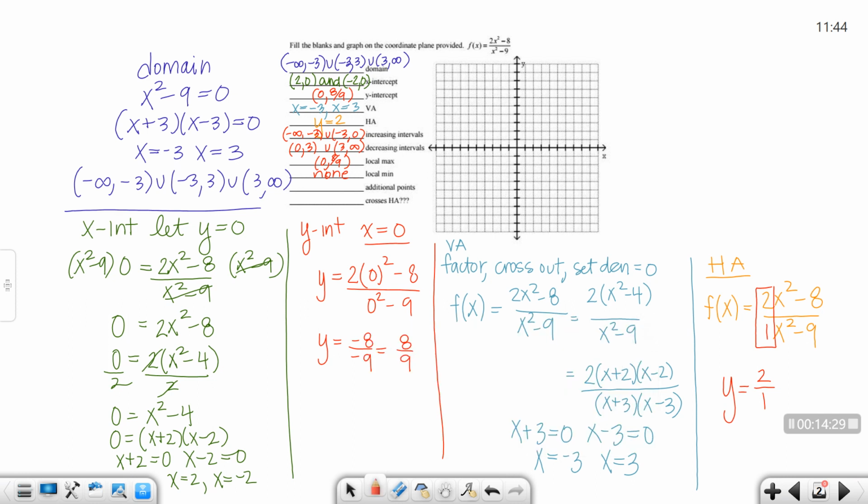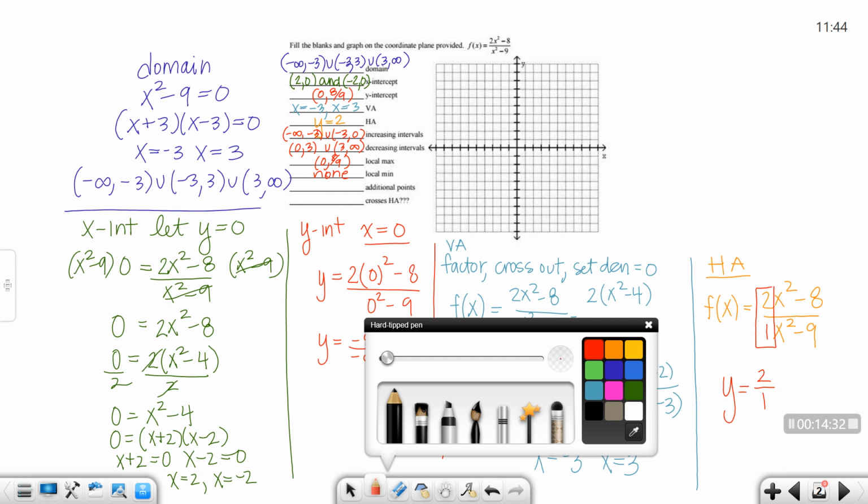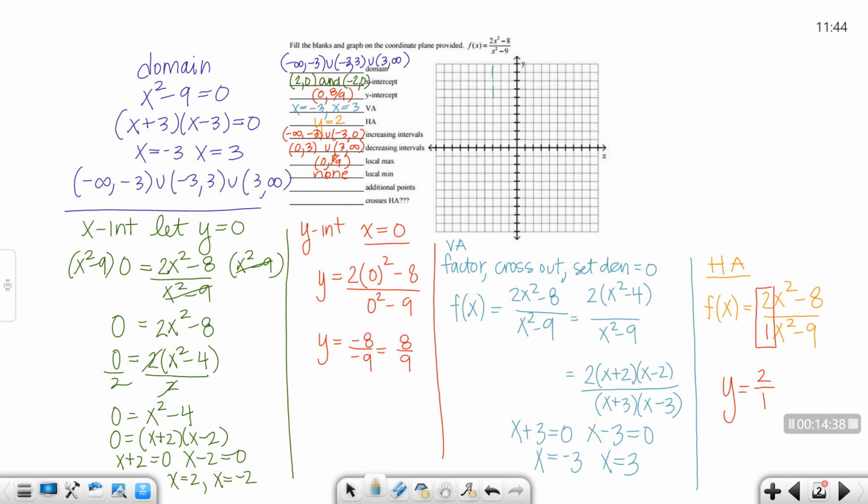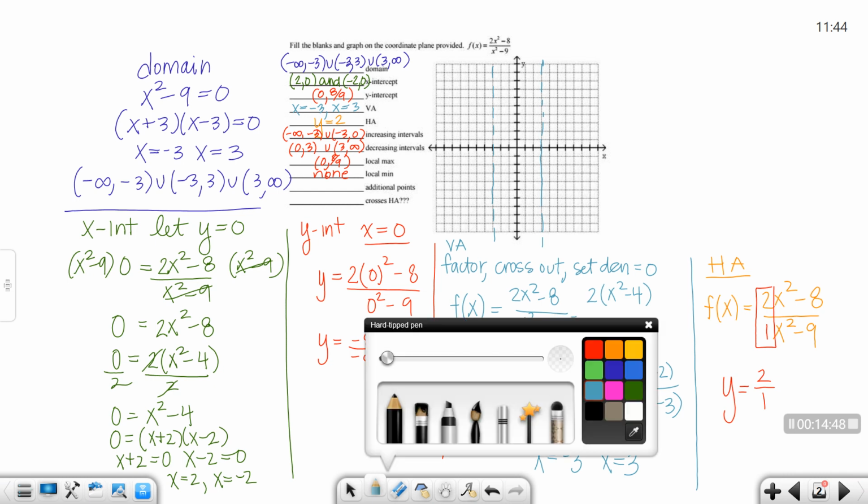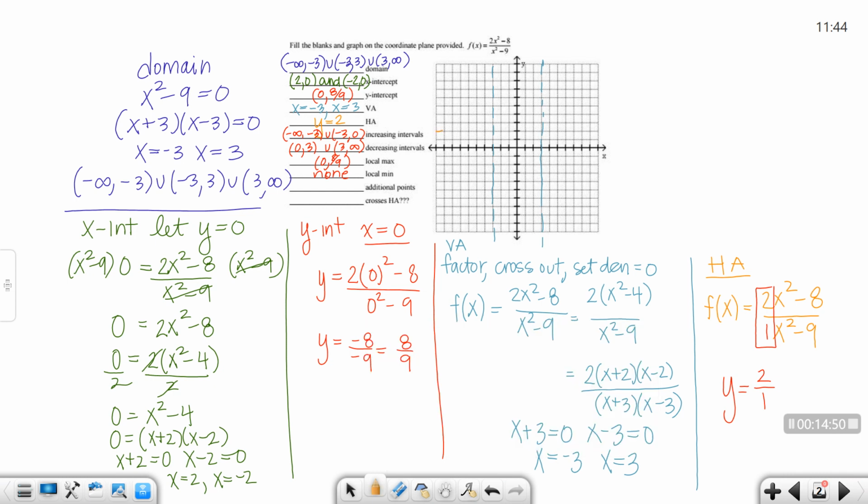Okay, so let's label what we know. I know that at x equals -3, I have a vertical asymptote. I know at x equals +3, I have a vertical asymptote. And I know at y equals 2, I have a horizontal asymptote. And I also know at this point that it does not cross.